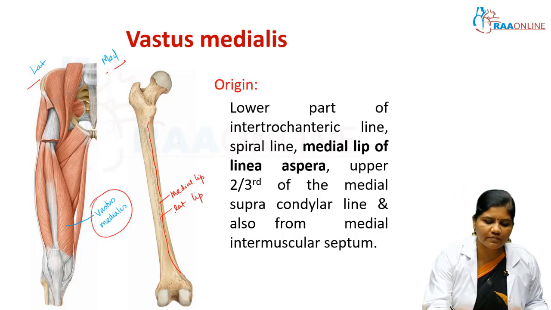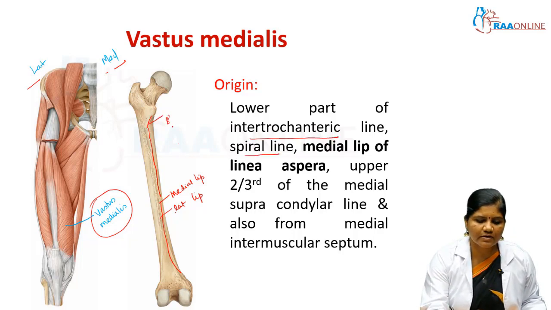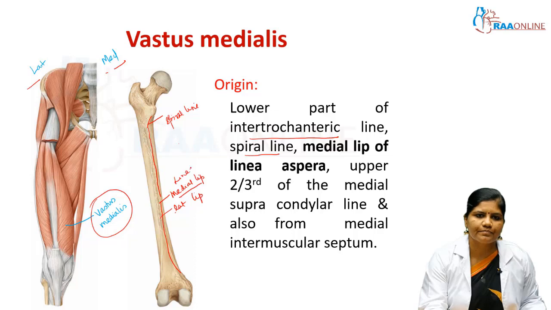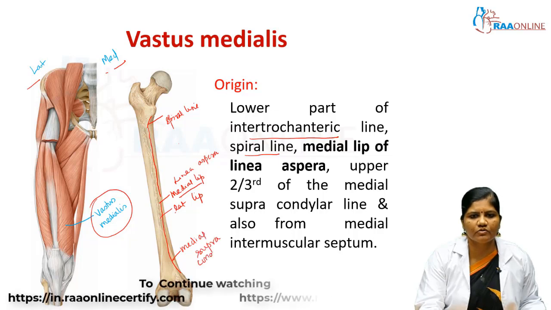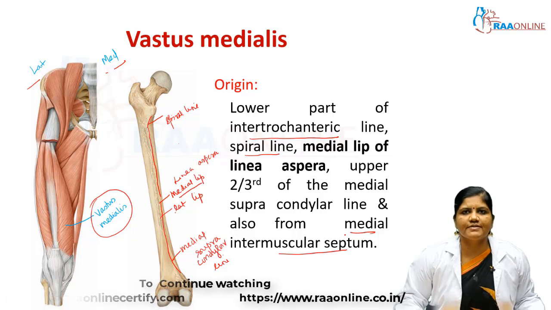Once again I repeat, from the anterior surface, the intertrochanteric line, from there the spiral line, and the medial lip of the linea aspera, and the upper two-third of the medial supracondylar line, plus the adjoining intermuscular septum. So this is about the origin of vastus medialis.